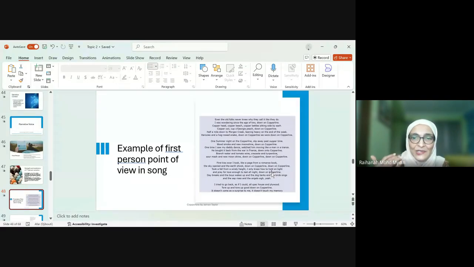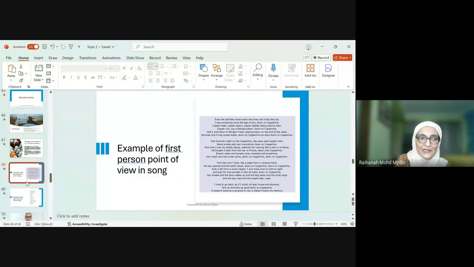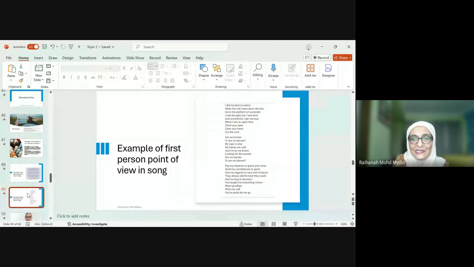The minute you use the word I, even though you are the one reading, you reading it as I allows you to kind of be more connected to the narrator. So that's the benefit or the strength of first person point of view. Another example is another song by The Killers called Human.